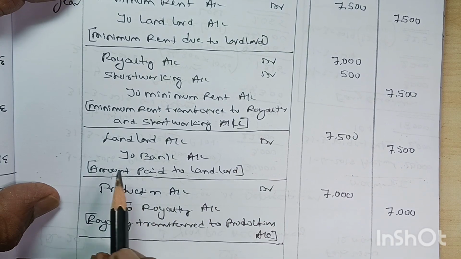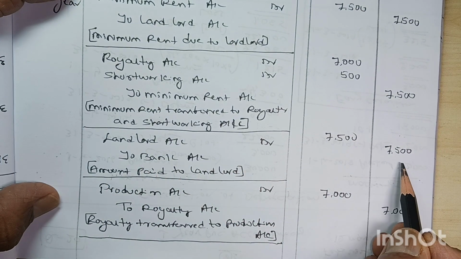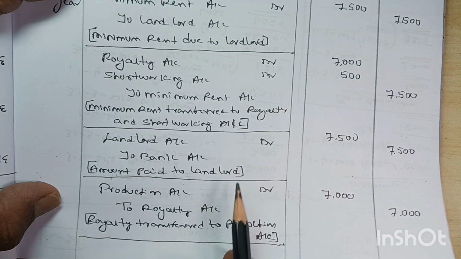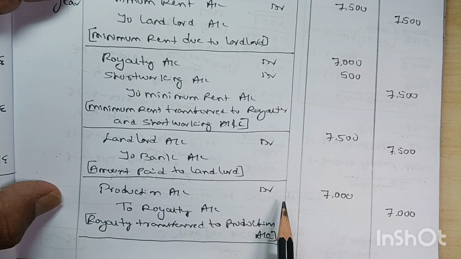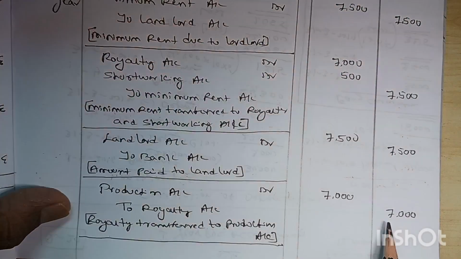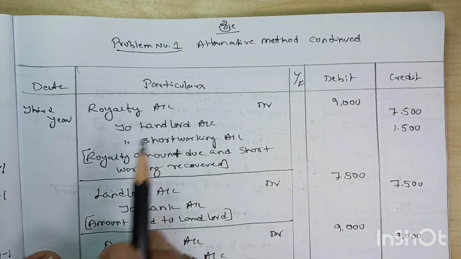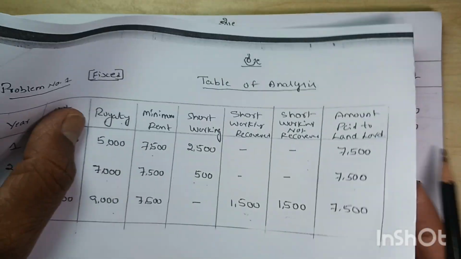Now third journal entry, you have to pay the amount: landlord account debtor to bank account 7,500, 7,500. That is amount paid to landlord. Then once the royalty is open, it should be closed, it will be transferred to production account debtor to royalty account 7,000, 7,000. Now the third year. So third year, let us say once again the table.